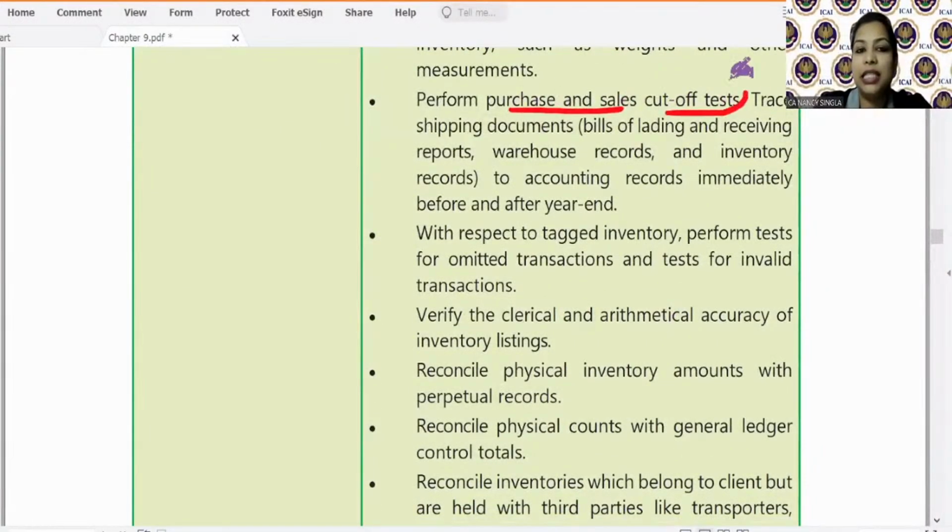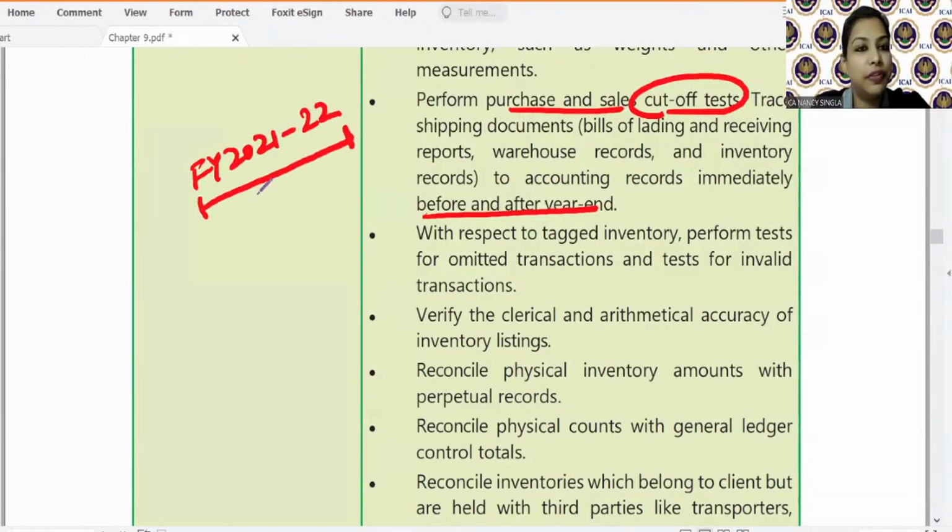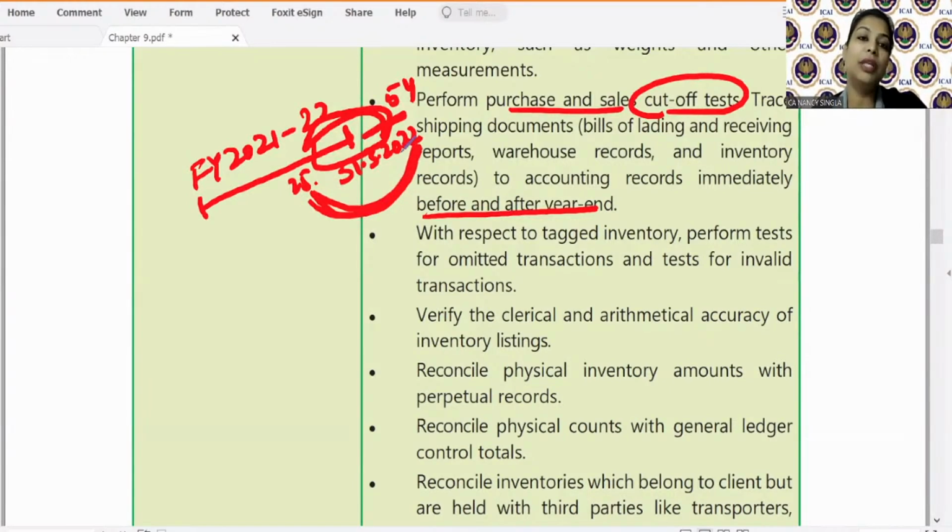Auditor will see purchase and sales cutoff. Again, cutoff testing in order to see whether that needs to be accounted for in the current year only. Before and after the year end, right? So as we have discussed when we were discussing trade receivables, if the auditor is conducting the audit with respect to financial year 21-22, so as on 31st March 2022, the transactions that have happened up to, let's say, 5th April and 25th March, the auditor will consider them specifically in order to see whether they are being accounted in the correct accounting period, right?